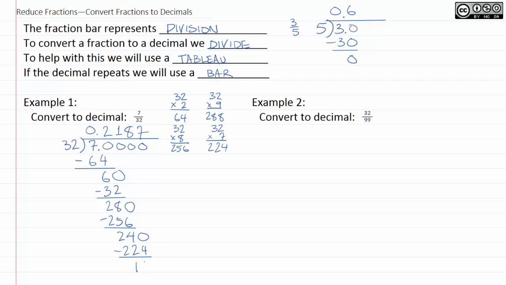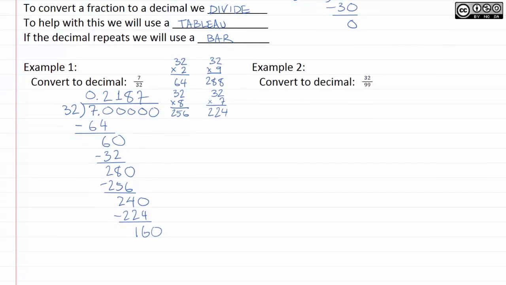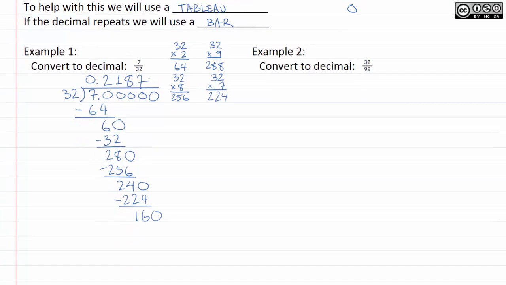Again, we'll bring down 0 here. And it turns out that 32 goes into 160 exactly 5 times. If you try multiplying it, you will see 32 times 5 is exactly 160. So subtract 160, and you are all set. And you know that when you get 0 at the end, that means you're done. So our decimal here is 0.21875, and that's that.